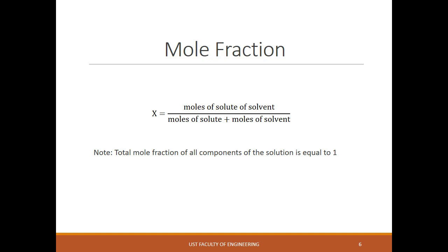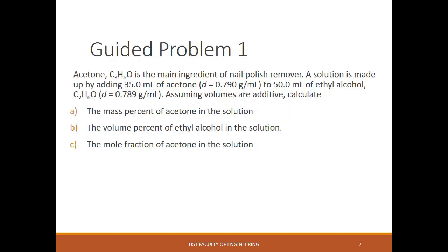Mole fraction, given by the symbol X, is given by the ratio of the moles of solute or solvent, whichever is being asked in the problem, and the total moles of the solute and the solvent. Thus, when you are asked for the mole fraction of a solute, it can be calculated as the moles of solute divided by the sum of the moles of solute and the solvent. Note that the total mole fraction of all the components of the solution is equal to 1.